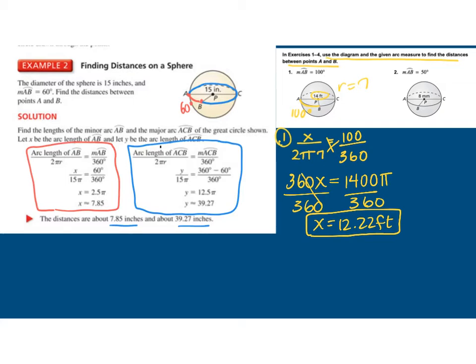Number 2. So the measure of arc AB is 50 degrees, and our radius is half of 8, so that would be 4 millimeters. So x over 2 pi r, which is 2 times pi times 4, is equal to 50 over 360. We'll cross multiply, and then divide both sides by 360.